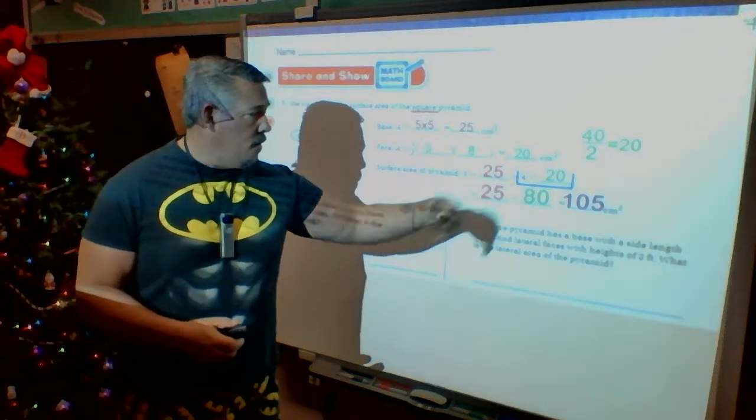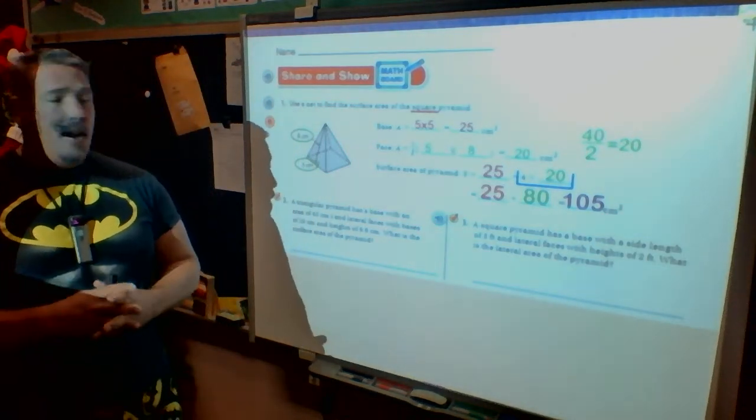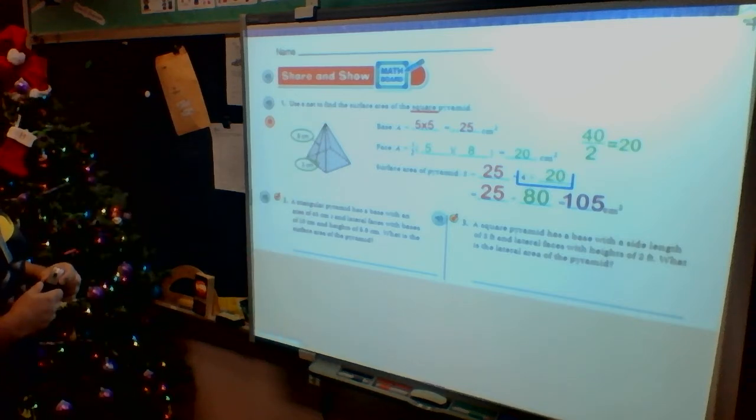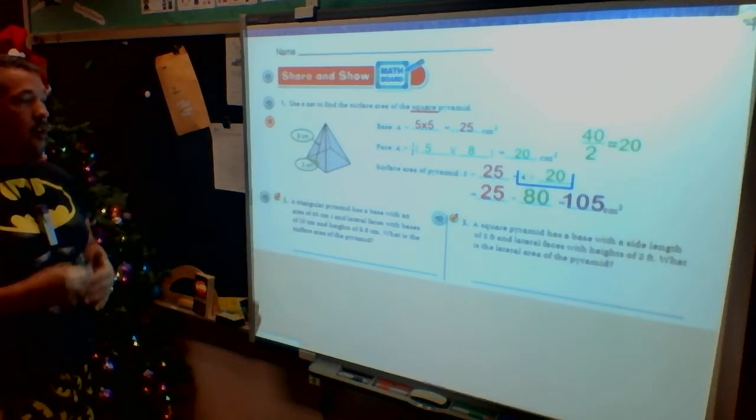So I have my 80, I have my 25, then I can add those together, and I know that this square pyramid has a surface area of 105 square centimeters.